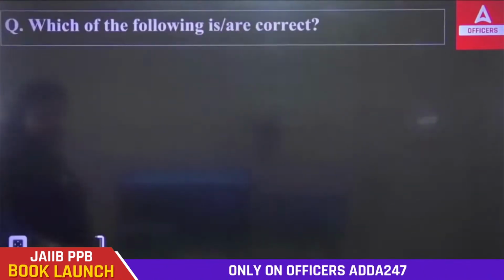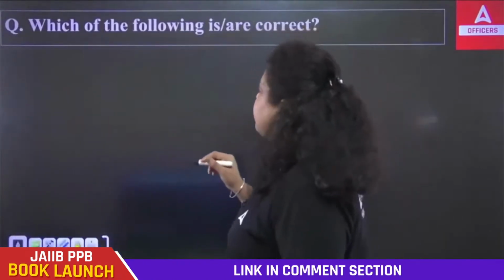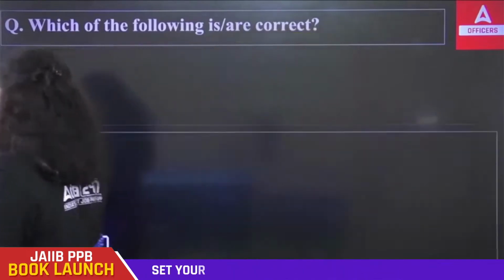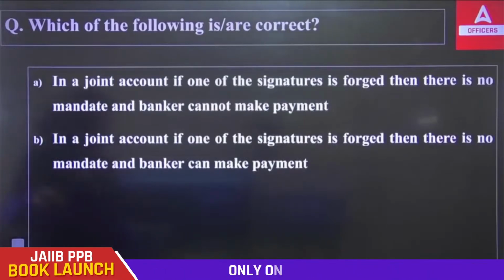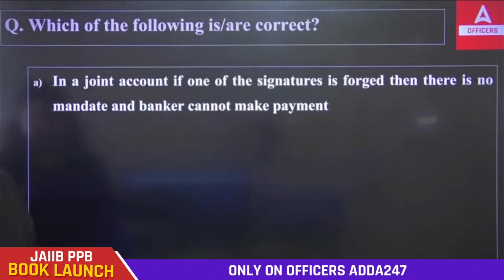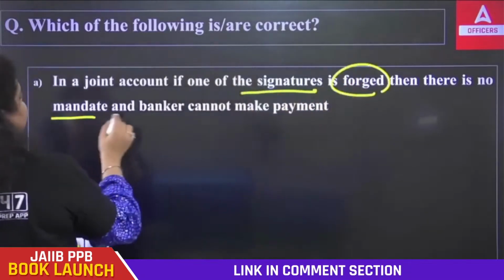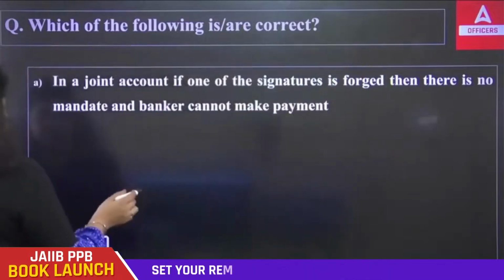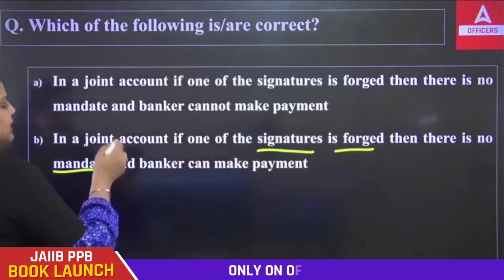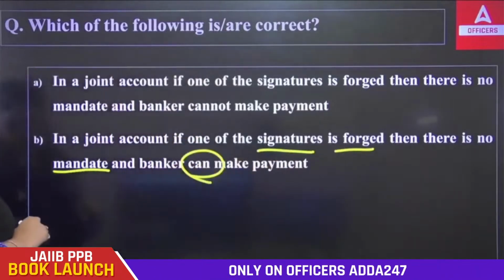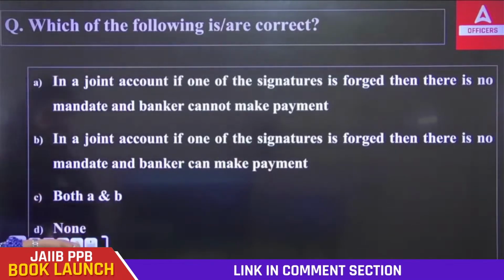These protection cases are very important. Certain case study questions can be seen on this also. Now, which of the following is the correct statement, you have to answer, and we have these statements. The first statement talks about a joint account: if one of the signatures is forged, then there is no mandate and the banker cannot make payment. Then second, in a joint account, if one of the signatures is forged, then there is no mandate and the banker can make payment. The third option we have, both A and B are correct, and the fourth one is D.